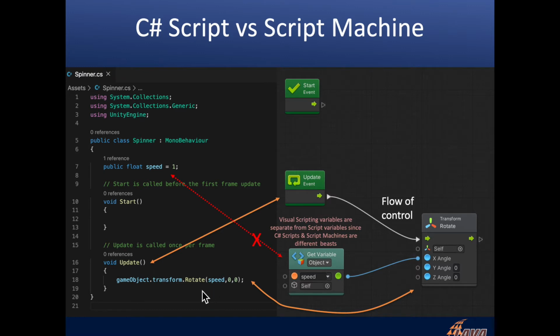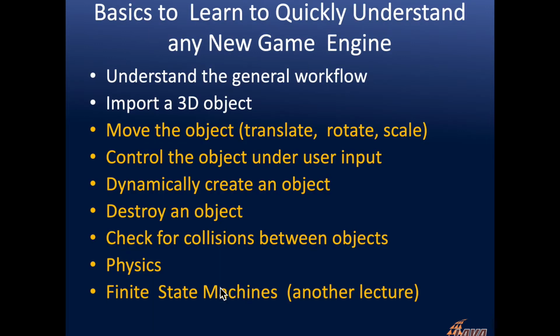And notice that I want to rotate based on speed 0, 0. Well, let's look at this transform node, which has a rotate capability. And we've got X angle, Y angle, and Z angle. What I'm going to do is take a variable called speed in the script machine, and I feed its output into the X angle input. And that's it. This correlates exactly with what we're trying to do right here. Okay?